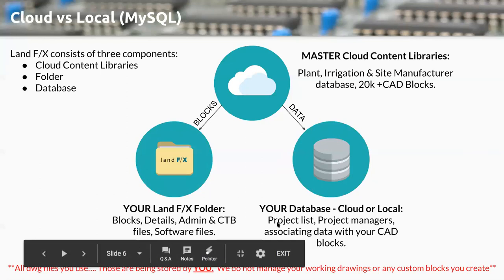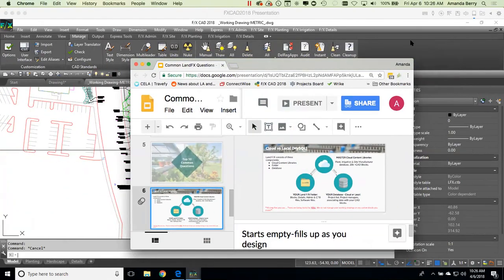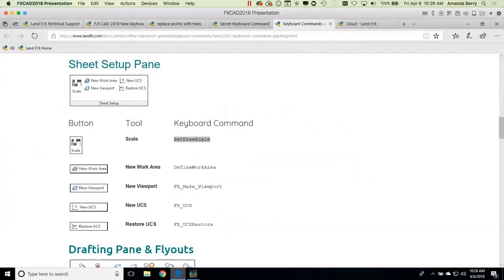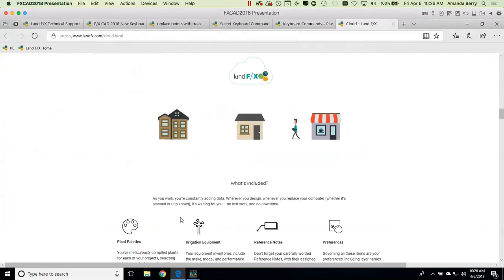And that includes information like, if I go over here, your plant palettes, all of that data in the plant manager, your irrigation equipment, your reference note actual data, and your preference set that we talked about. It does not include any of the DWG files for the actual blocks for the trees, or the blocks for the irrigation, or those blocks for your reference notes. It just includes the data.